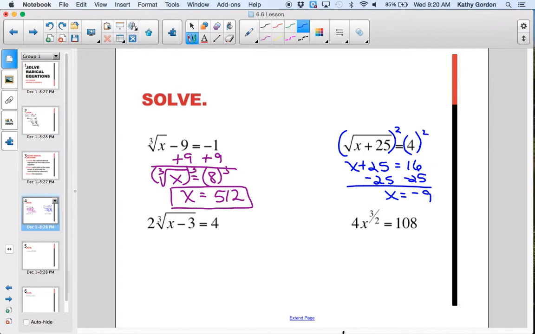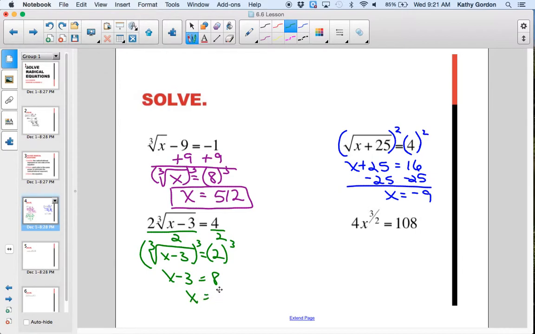All right, next one. 2 times the cube root of x minus 3 being equal to 4. Sean, what should I do first on that one? Divide both sides by 2. Because we have this coefficient out in front of the radical, that means it's not all by itself yet. So we divide that off. We end up with the cube root of x minus 3 equal to 2 now, and then what? Cube both sides. So now x minus 3 should equal 8, and then finally I get x equal to 11.